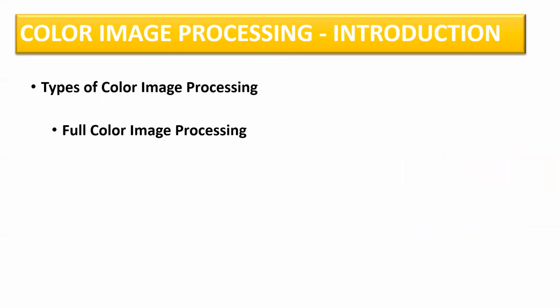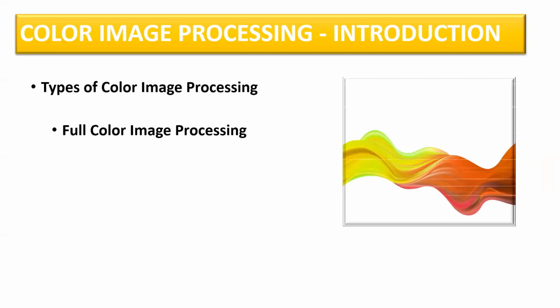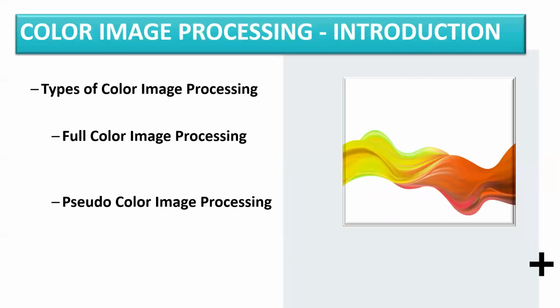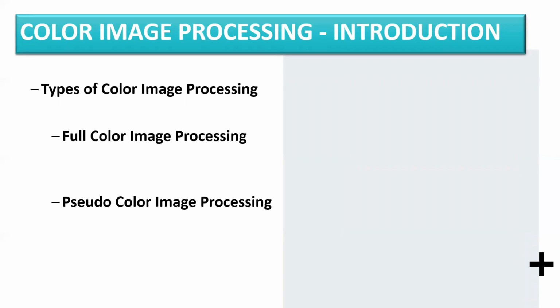Whereas one more method is there, we call it pseudo color image processing, where pseudo means half right, half wrong. Here, the assigning of colors to monochrome images happens in pseudo color image processing. Another name for pseudo color image processing is false color image processing. This is how the types fall out.